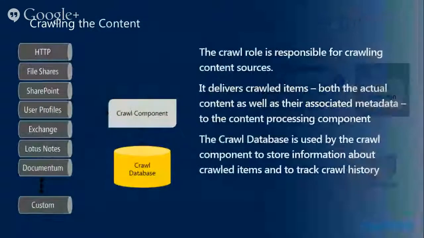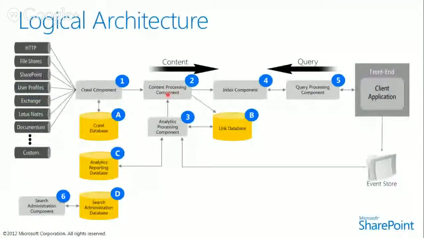Now this is the content processing component, as you see here. Now this is part of your FAST search. The crawl component invokes the respective protocol handlers to connect to your various content sources, and it understands how to read a file share, or it understands how to go ahead and process the content from your Exchange server, and it provides that information to your content processing component.